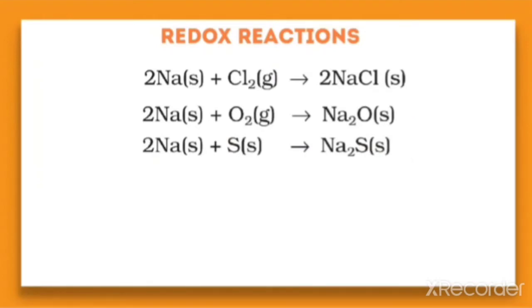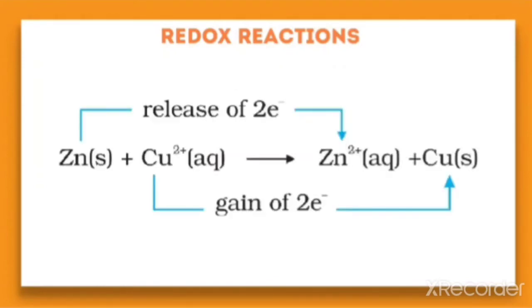Now, there are some displacement reactions. From this, we can also identify oxidation and reduction reactions on the basis of electron transfer. You are familiar with this equation, that is a displacement reaction, that is zinc displaces the copper ion from the copper sulfate solution. You have learned this equation already.